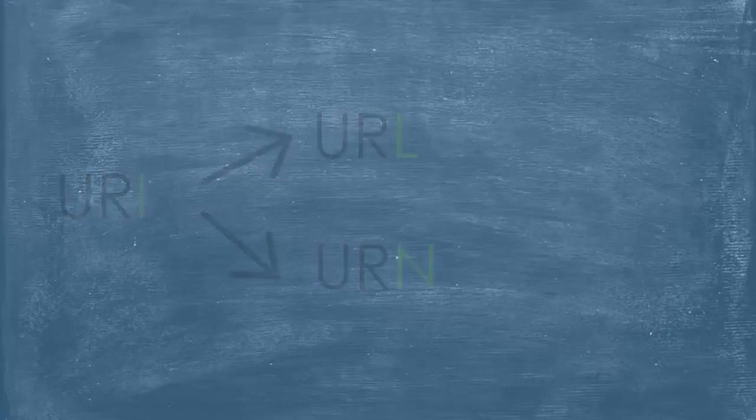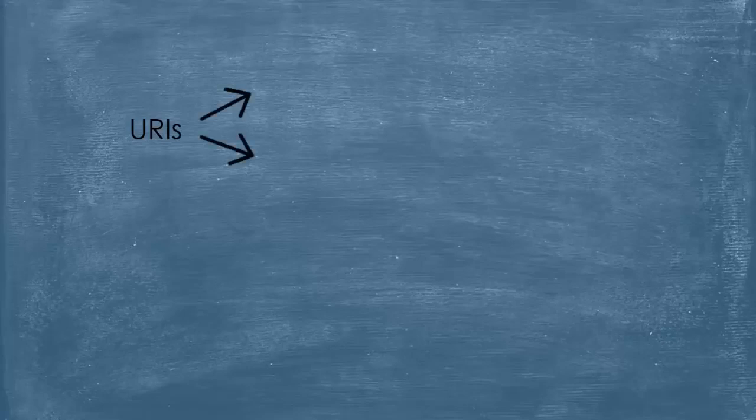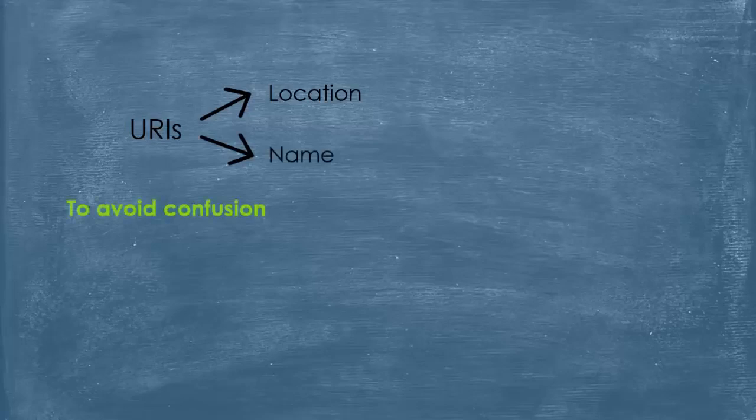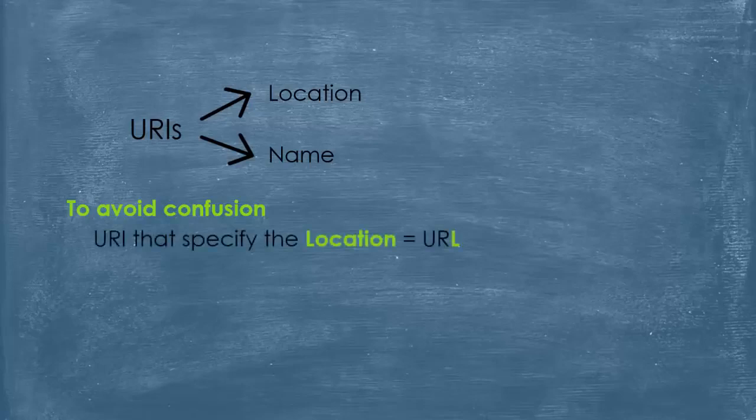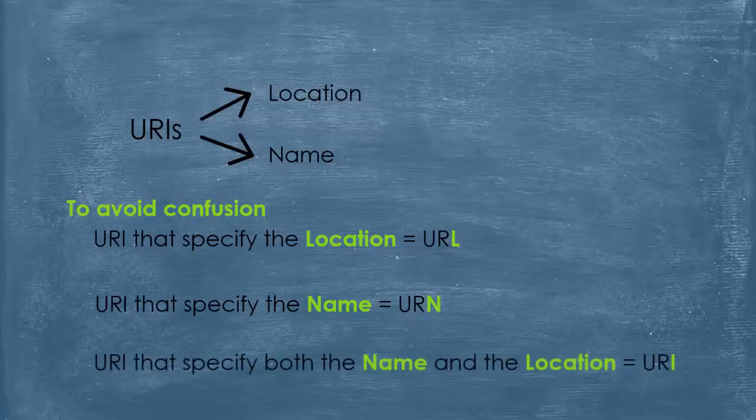Well, that's true, because back in the mid-90s, in the creation of web identifiers, URIs were split into two classes: URIs that specify the location and those that specify the name. And to avoid the confusion about whether a URI is specifying the name or the location, URIs that specify the location were called URLs, Uniform Resource Locators, and that's what we use in web browsers actually when we want to get a web page. And URIs that specify the name were called URNs. An identifier that specifies both the name and the location is called, of course, a URI.